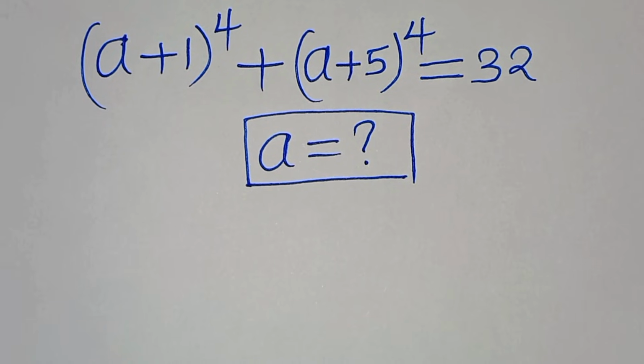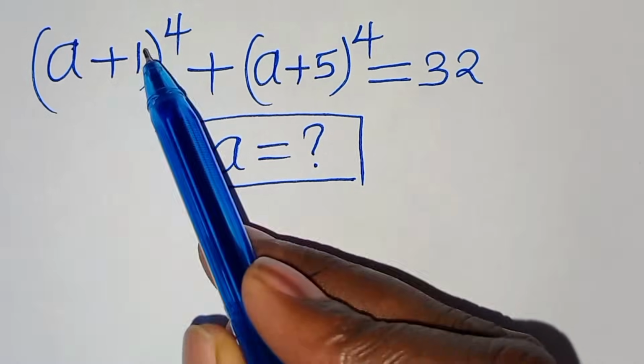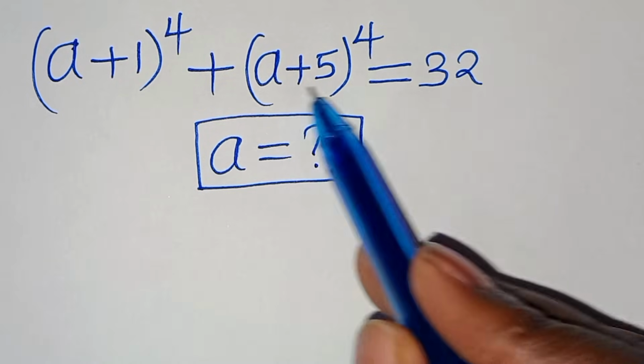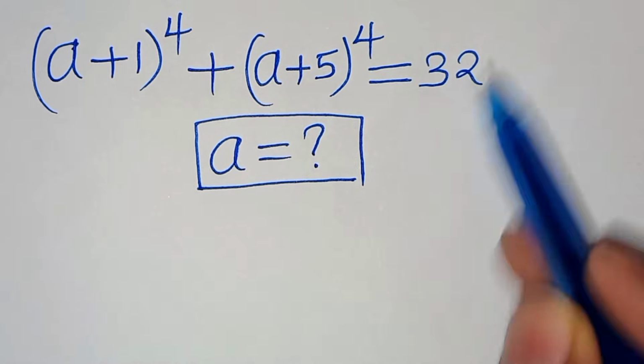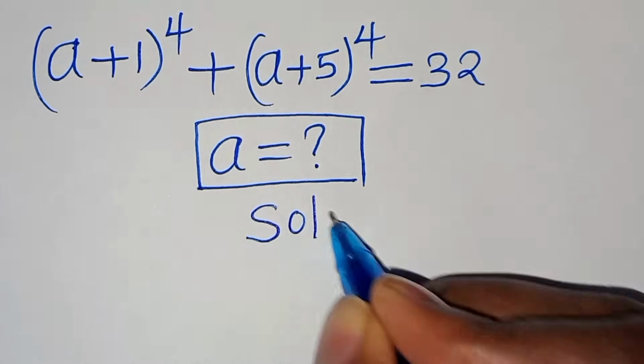Hello everyone, you're welcome to solve this nice algebra problem, which is (a + 1)^4 + (a + 5)^4 = 32. So what is the value of a? Now let's provide a solution from here.